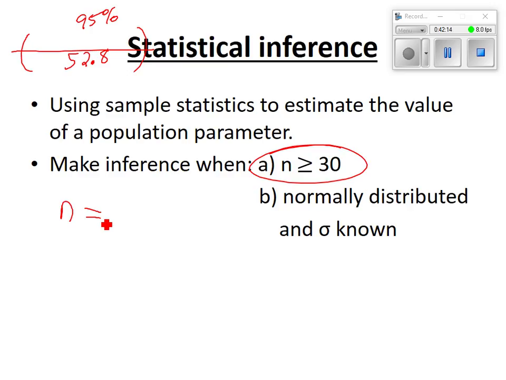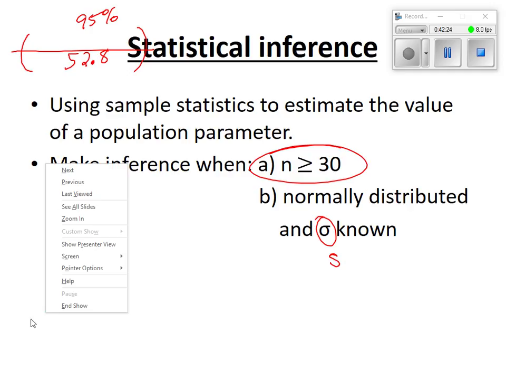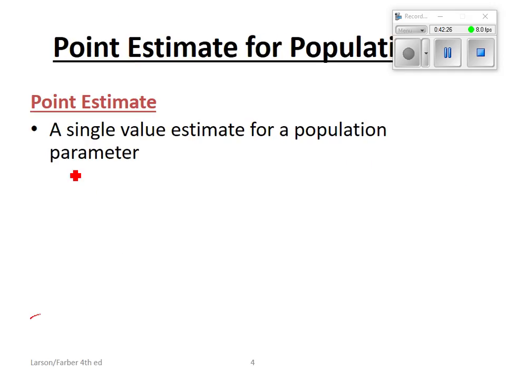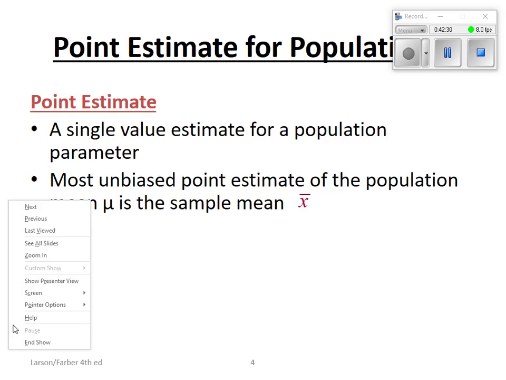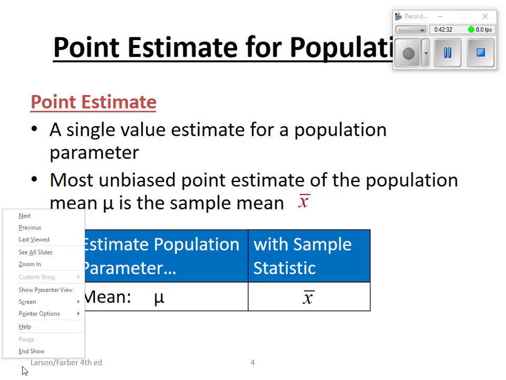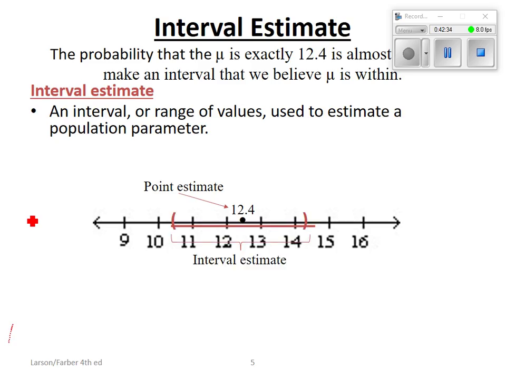Normally, if it's normally distributed and you know the sigma... normally we don't know the sigma. So if we don't know the sigma, what do we put in its place? Standard deviation of the sample. Remember what S means. Point of estimate. Your point of estimate is your X bar. We went over this last time.